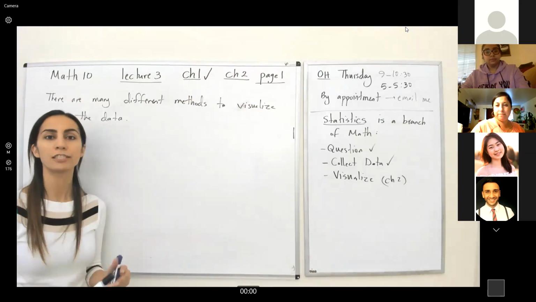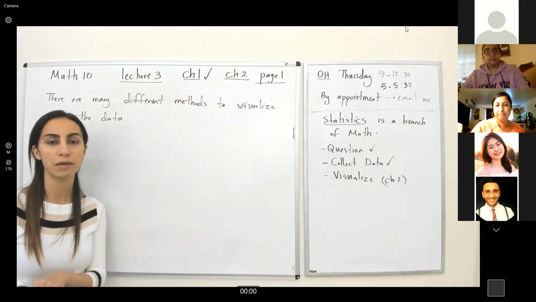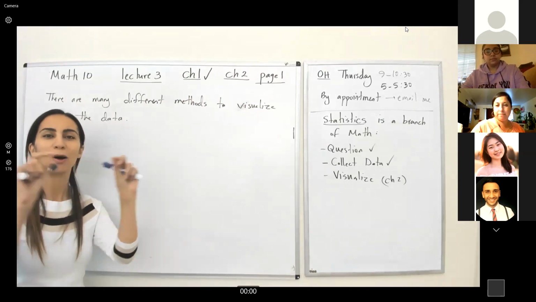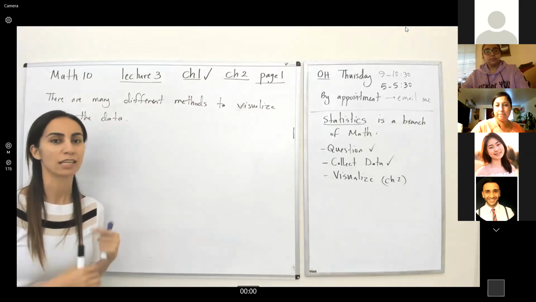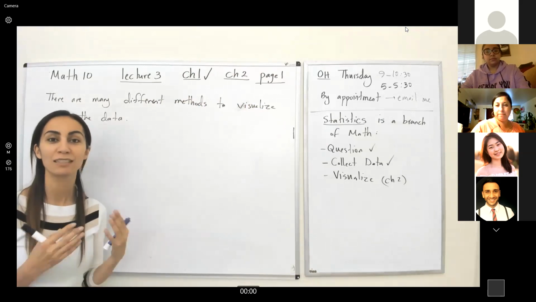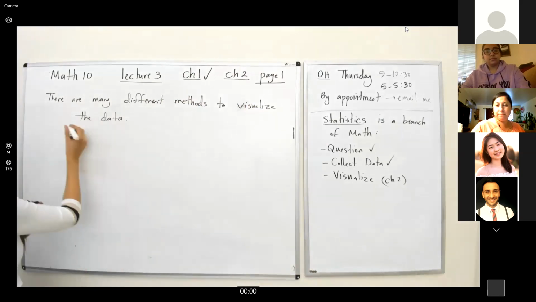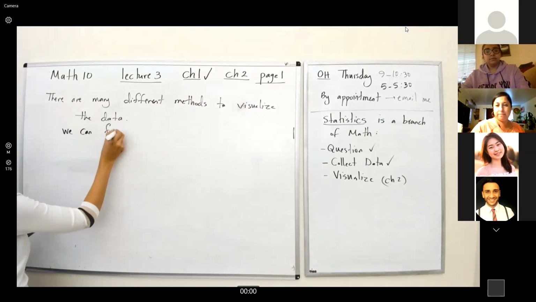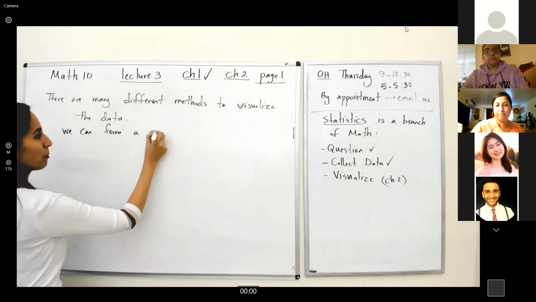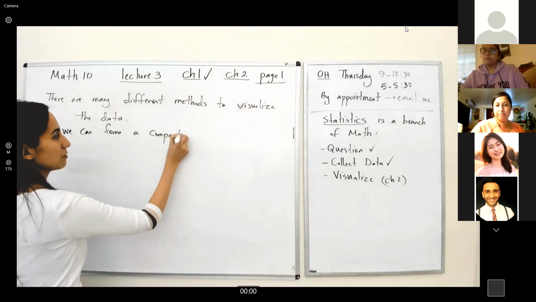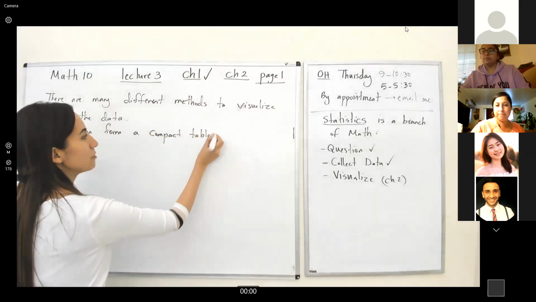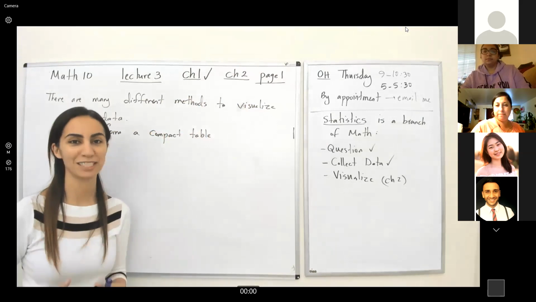The very first method is to use a compact table that we call a frequency table. We can form a compact table, which we call a frequency table.